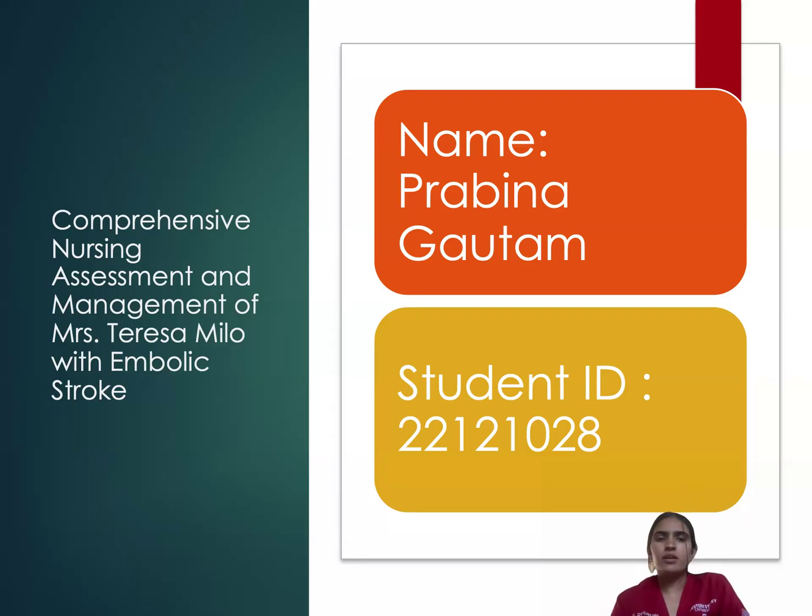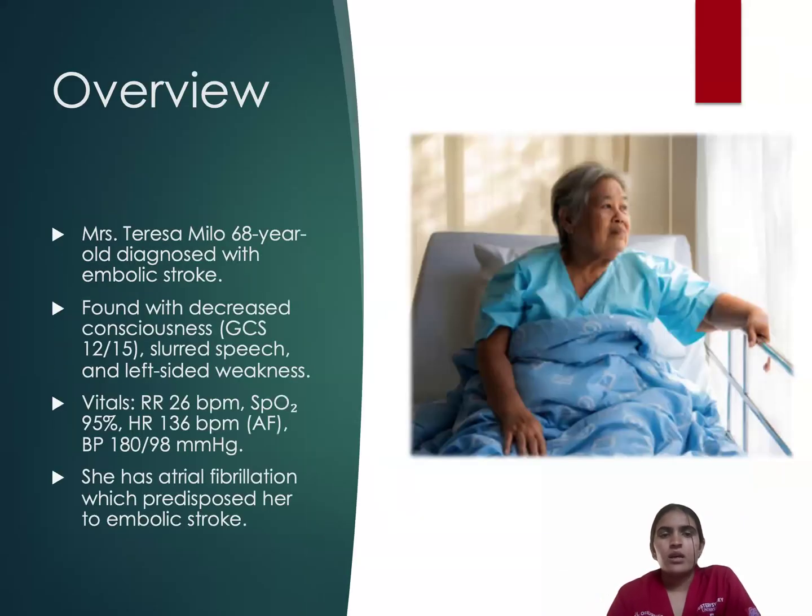Today, I'll be presenting on the comprehensive nursing assessment and management of a patient named Mrs. Teresa Milo. She's a 68-year-old lady who is diagnosed with embolic stroke. In this presentation, I'll discuss her A to E assessment, high priority nursing interventions, and 3 medications used in her care. First, I'd like to give a short overview about embolic stroke.